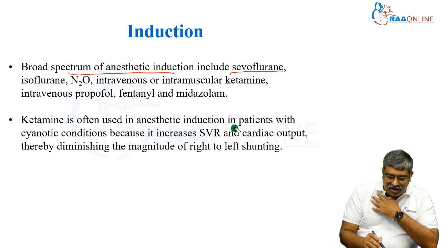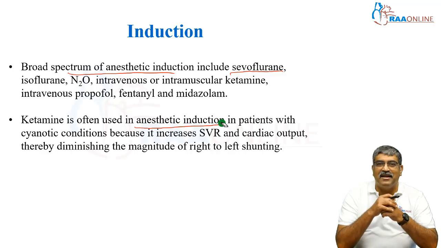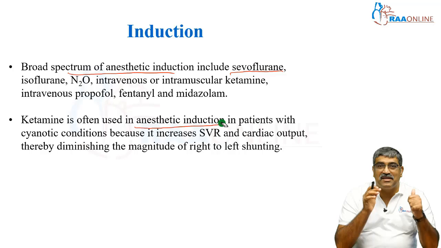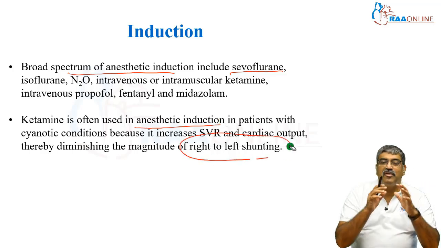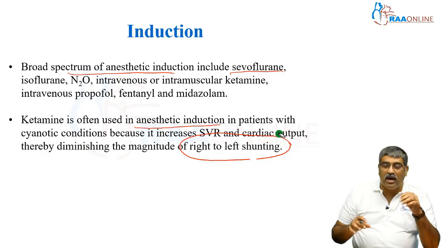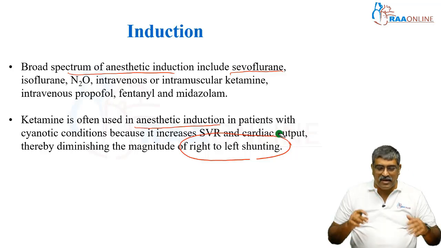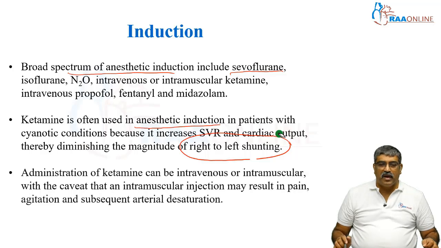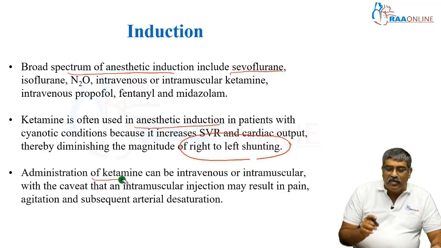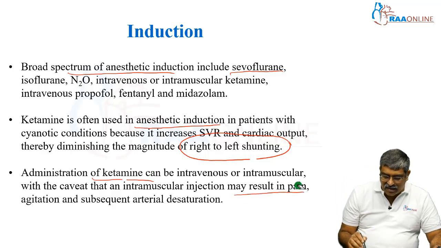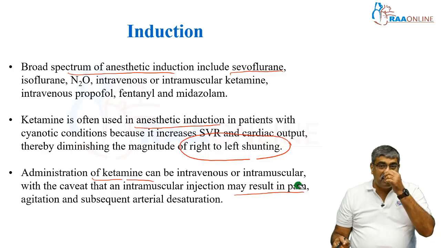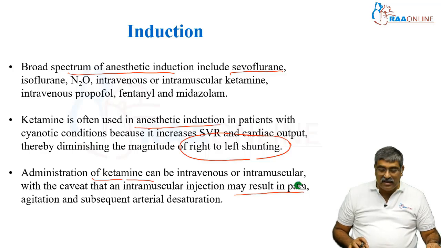Ketamine is often used as an induction agent in cyanotic congenital heart disease. This is because it increases the systemic vascular resistance and reduces the magnitude of right to left shunting, and it also increases the cardiac output. Administration of ketamine can be done intravenously or intramuscularly. The problem with intramuscular administration is that it might result in pain, agitation and subsequent arterial desaturation.